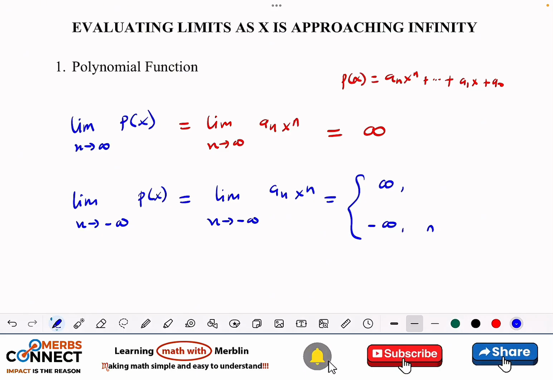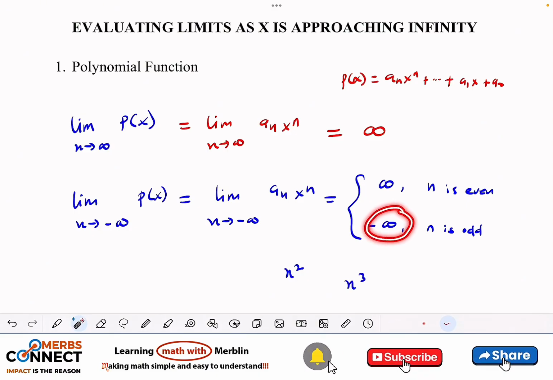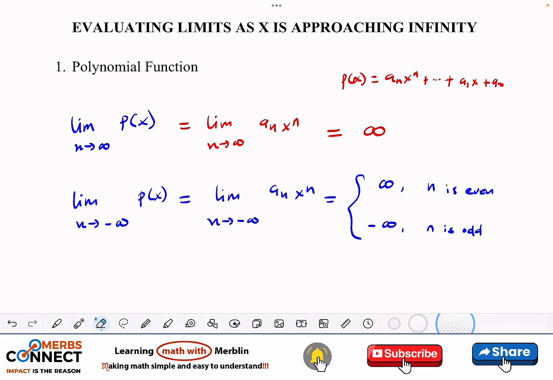Now this gives us negative infinity if n is odd, like an odd function, and positive infinity when n is even. So pay attention to that. If n is, let's say, x squared, this becomes positive. When it is odd, let's say x cubed, x to the power 1, x to the power 5, this becomes negative infinity. So these are some of the things that we need to learn so far as polynomial functions are concerned and x is approaching either positive or negative infinity.